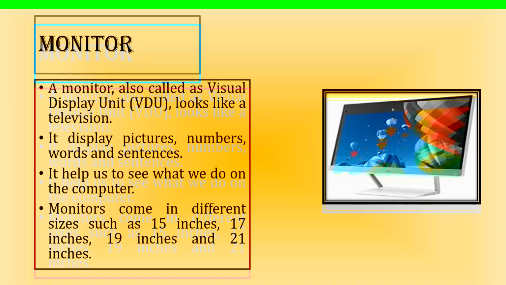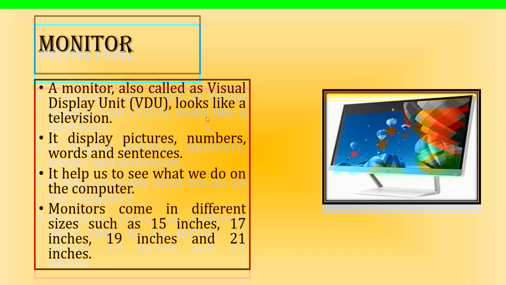Here, the monitor. This is the first part of the computer. A monitor is also called a visual display unit, VDU. Visual display means a very clear, high performance display is used in the VDU, visual display unit.